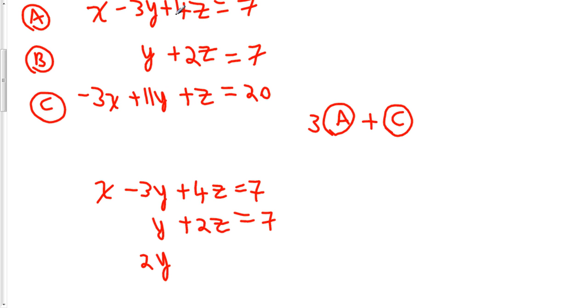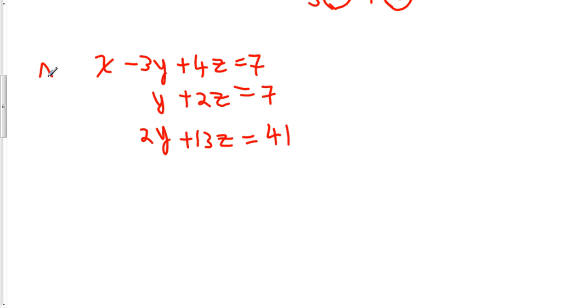And when I multiply 3 times 4z, I get 12z, and 12z plus 1z is 13z, positive. And then when I multiply 3 by 7, I get 21, and 21 plus 20 is 41. So there I have A, B, and C still.